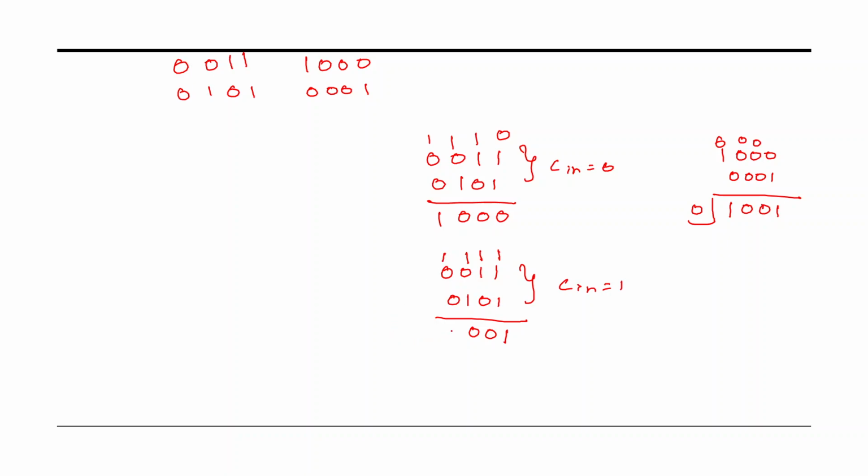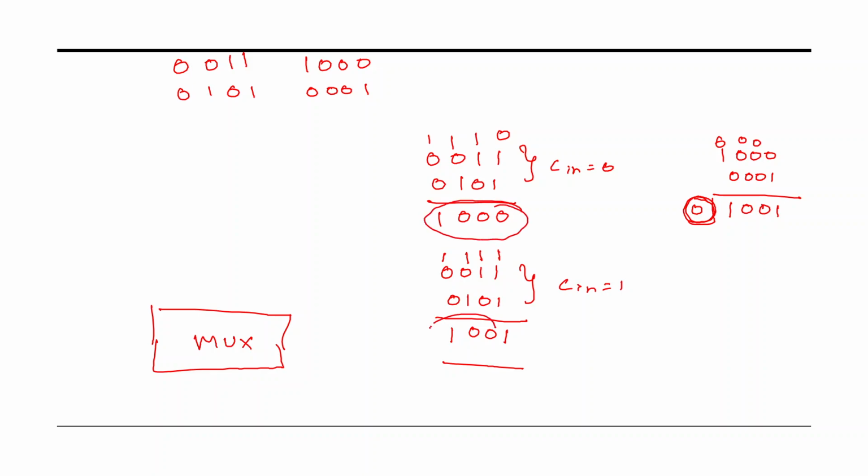1 double 0 1 double 0 1. So now here we have got a 0 as an output. We have got 0 as an output. So for the multiplexer, 2 inputs will be given. This 1 triple 0 and then 1 0 0 1.